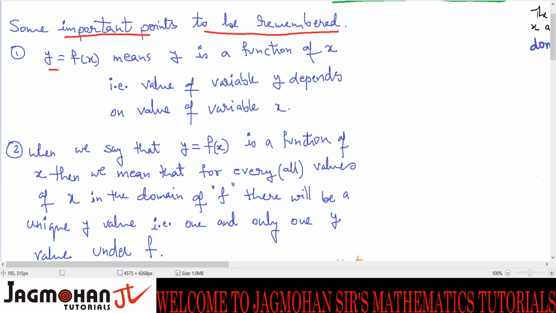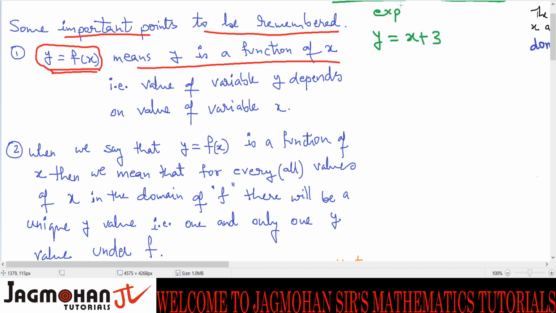Listen students, if y equals f of x, you write y equals f of x, it means y is a function of x. So wherever you see such an expression where y is explicitly expressed in terms of x, what is the meaning of that? It means on the left hand side you have only y, and on the right hand side you have terms of x. So you say y is explicitly expressed in terms of x. This is y equals f of x.